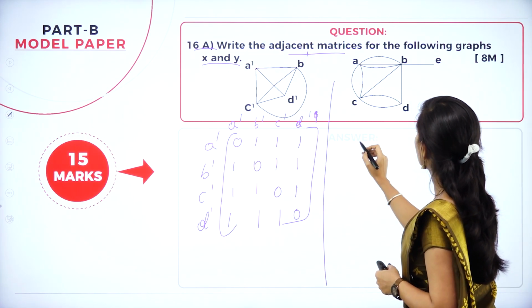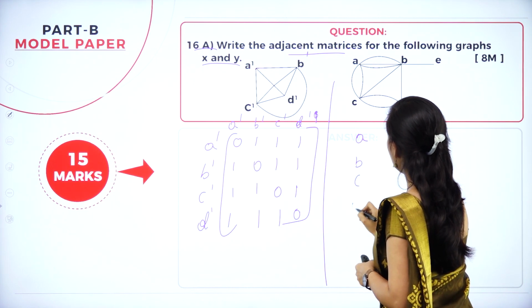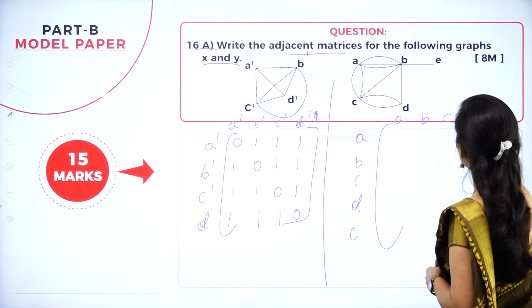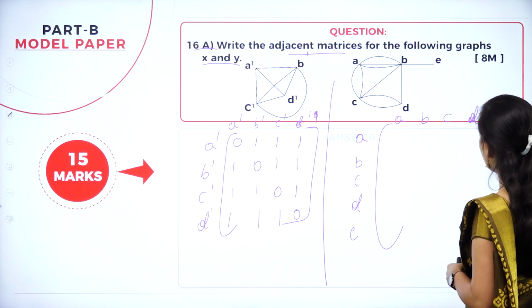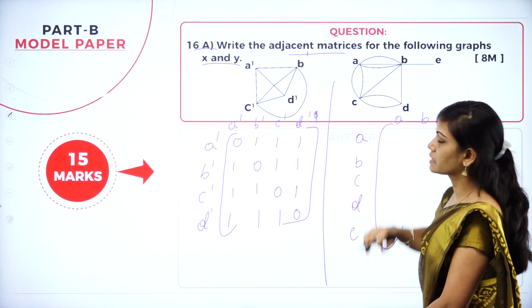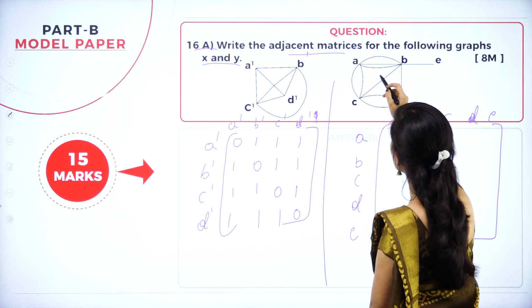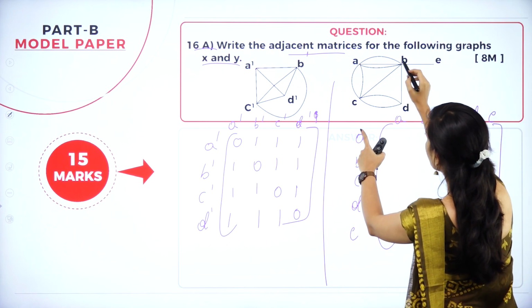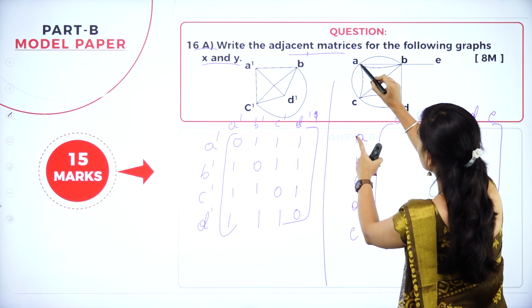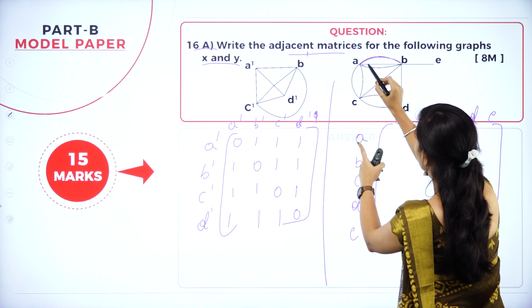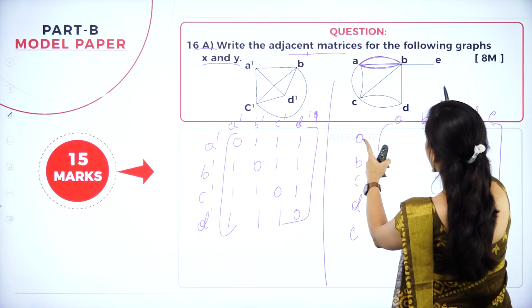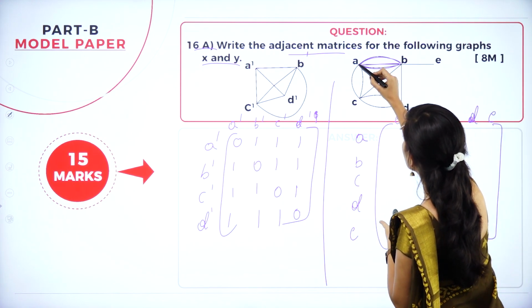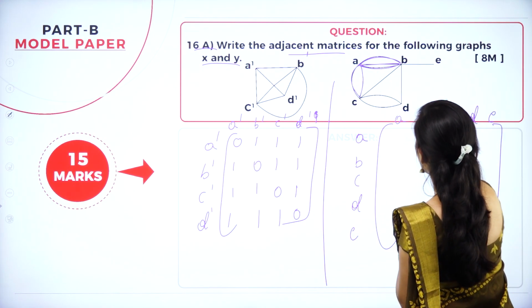And the next one is A, B, C, D and E. And now observe this graph. This is not a directed graph, it is an undirected graph. A to A, self loop is not there, and A to B, it's connected thrice. First one, second one and third time. So A to B is 3. Is it clear? And A to C is 2 times.